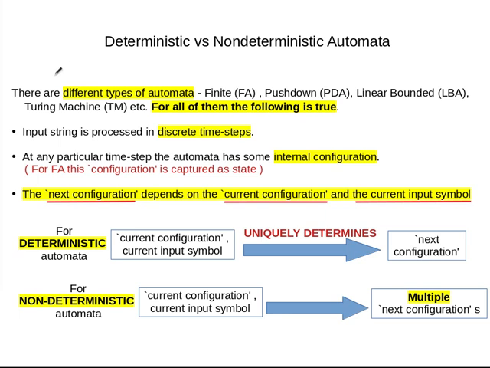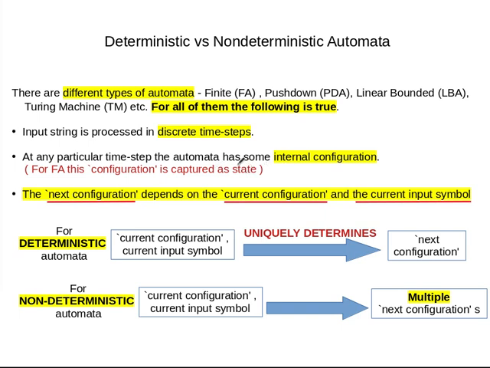And for all these automata, what are the common features? The input is a string, and the string is processed in discrete time steps, right? And at each time step, the automaton has some internal configuration. So for DFA or even in NFA, that internal configuration is just the state. For other automata, it will be state plus something else, but right now the situation is the most simple thing. So the internal configuration is here the state only for finite automata.